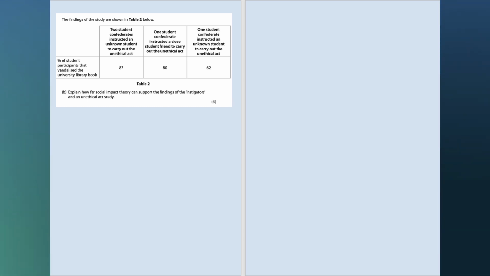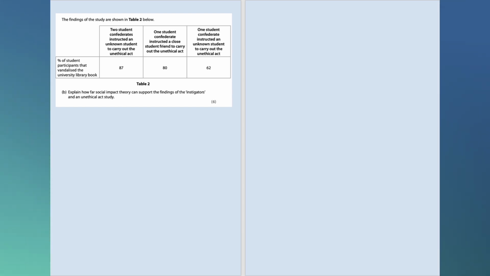And the question says, explain how far social impact theory can support the findings of the instigators in an unethical study. And sometimes this is linked to research. It will say, explain using research from social impact theory. In this case, it doesn't do that, but I would always assume that you need to have learned the research supporting and counter for your key classic theories here to support you. So I'm going to show you how this breaks down.